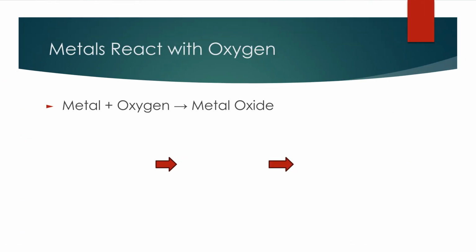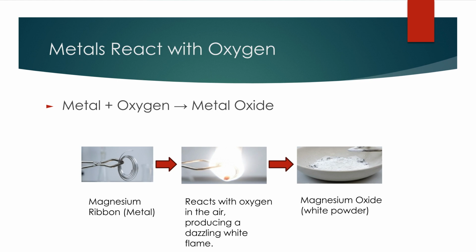When metals react with oxygen, they form metal oxides. We can write this as metal plus oxygen produces metal oxide. Burning magnesium in air is a classic example of this, creating a bright flame and a white powder called magnesium oxide. This is an example of a metal reacting with oxygen.